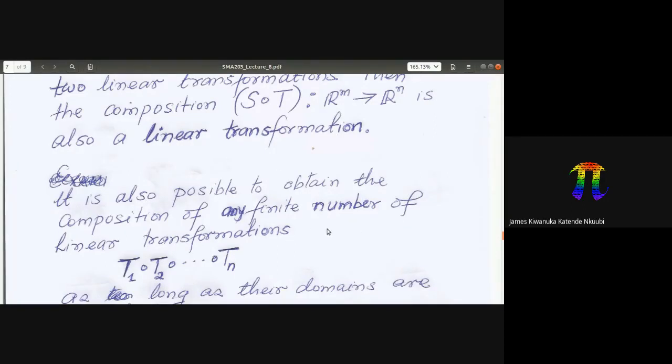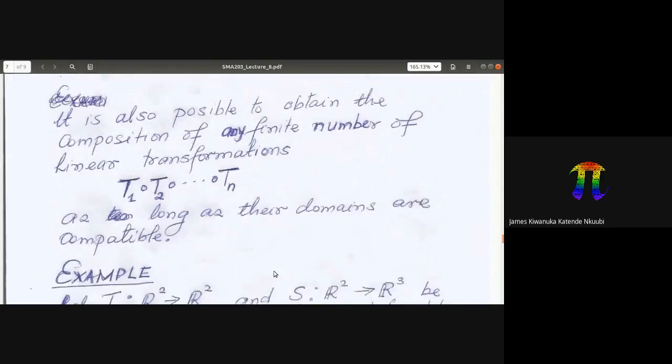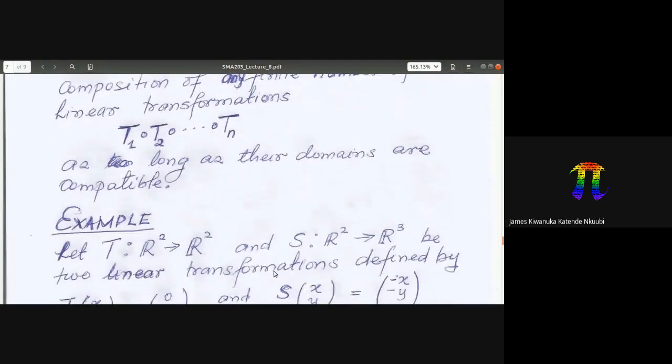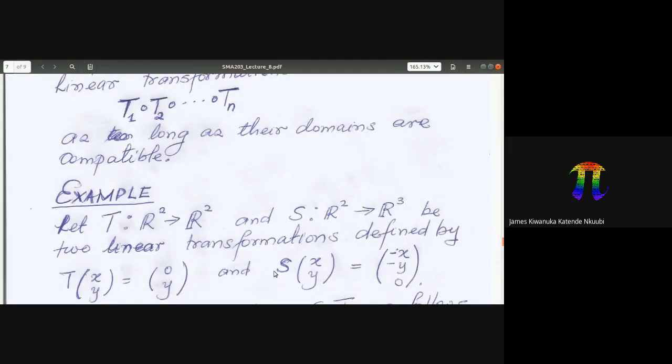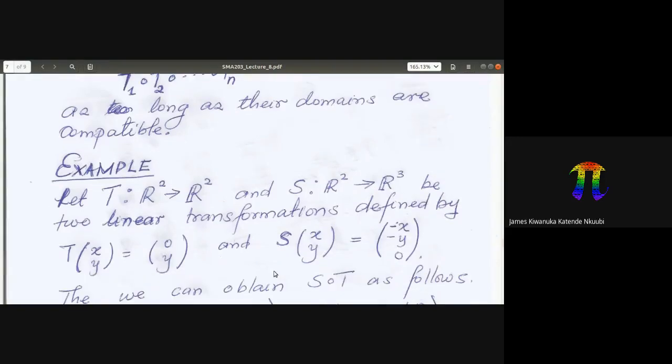Now it's also possible, this is just for two transformations, it's also possible to obtain the linear transformation of more than one transformation, as long as the domains make sense. The domains have to make sense. They have to be compatible. The domains and codomains, they have to make sense.